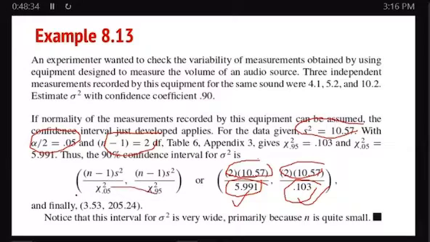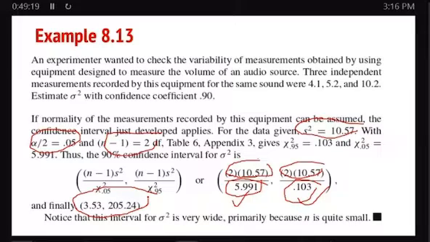At the end of the day, this is what I have. When you are dealing with variance, we are trying to tell the world that the true values of the variance will lie between 3.53 and 205.24. And that was why I said, notice that this interval for sigma squared is very wide, primarily because n is quite small. In a situation where n is large, what do you expect? A narrow interval when the sample size is large. Any question?